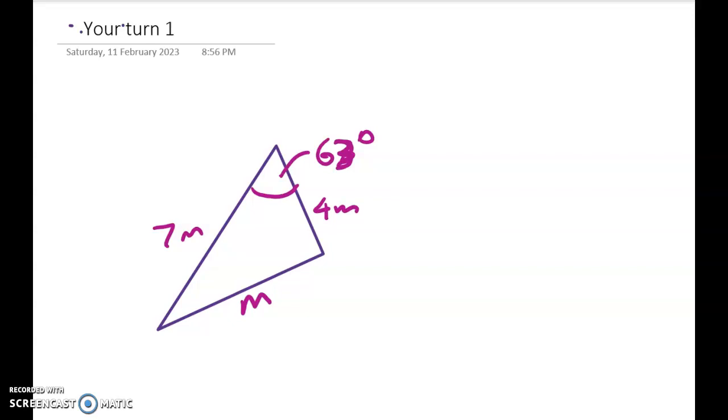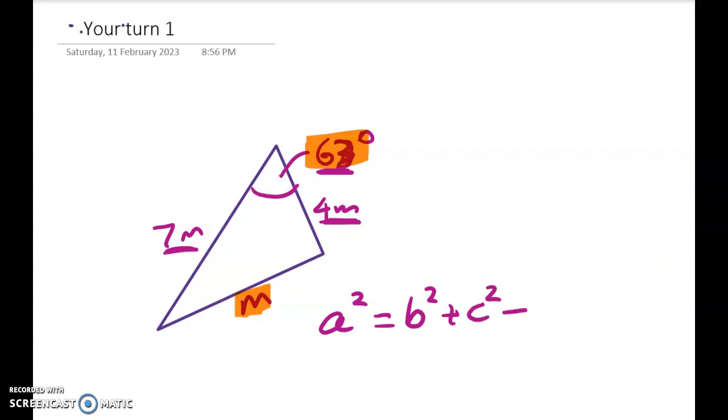Now, we take a look at it, and we can't use the sine rule because we've got an angle, but we don't have M, so it's not going to work. But we know we can use the cosine rule because I've got the angle, 63 degrees, and I've got the sides adjacent to it, or right next to it. So off we go with the cosine rule. So pause the video, work through this one, and see what you get.